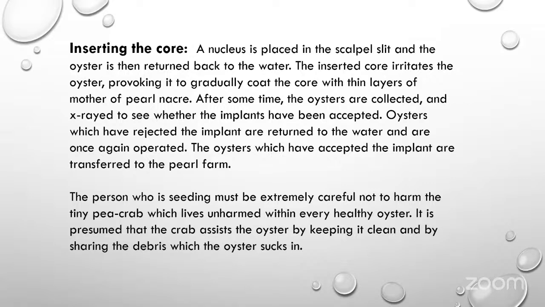The person who is seeding must be extremely careful not to harm the tiny pea crab, which lives unharmed within every healthy oyster. It is presumed that the crab assists the oyster by keeping it clean and by sharing the debris which the oyster sucks in.